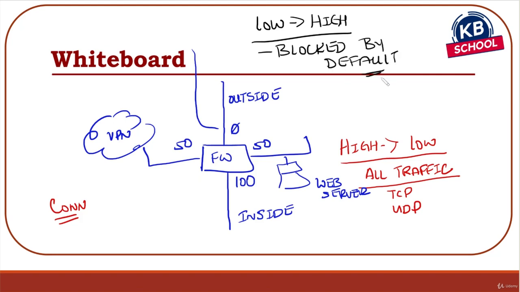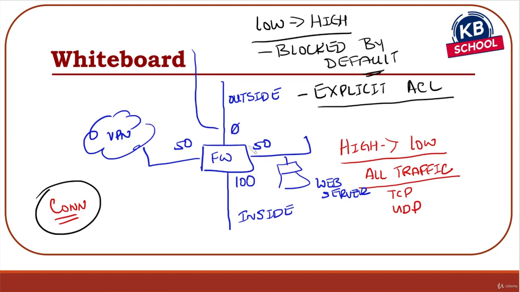And if you do want to allow that traffic, either you have an entry in the connection table, which is return traffic, or you need to create an explicit ACL and apply it to the interface. You would apply an ACL to the outside interface for inbound traffic, allowing whatever traffic you want to allow from the outside interface towards the higher interfaces. That's an explicit ACL that you can create.